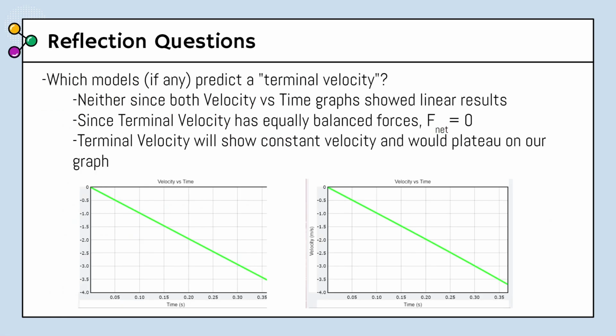Now onto the reflection questions. Which models, if any, predicted a terminal velocity? In our scenario, neither, since both of our velocity versus time graphs showed linear results. Since terminal velocity has equally balanced forces, our F net would equal 0 during terminal velocity. Terminal velocity will show constant velocity and would plateau on our graph.